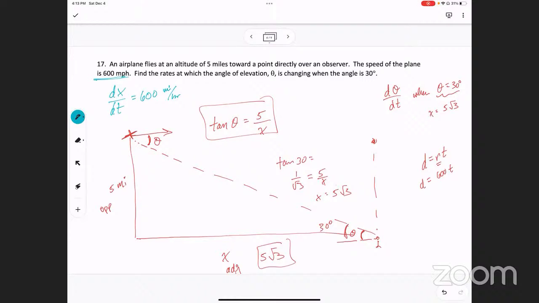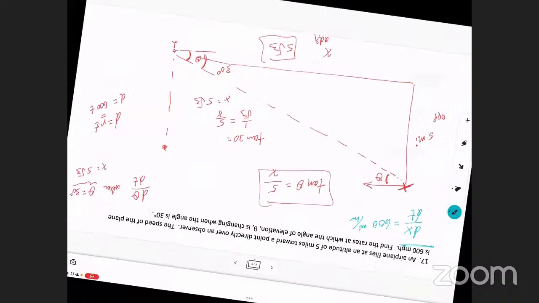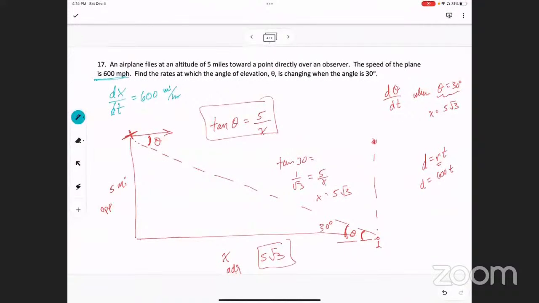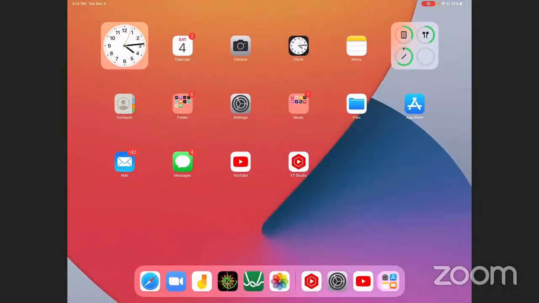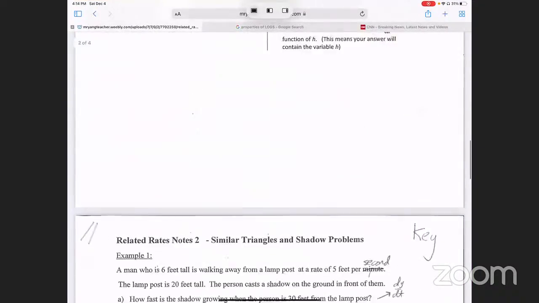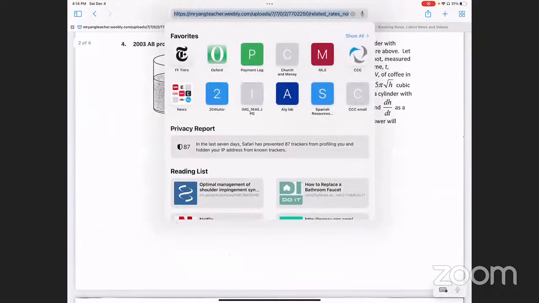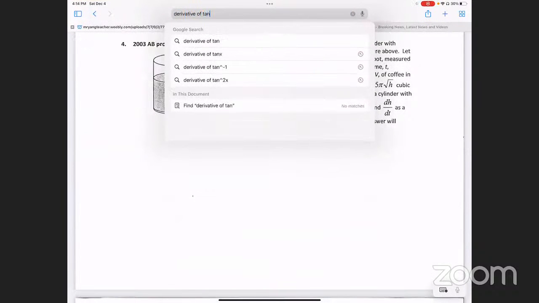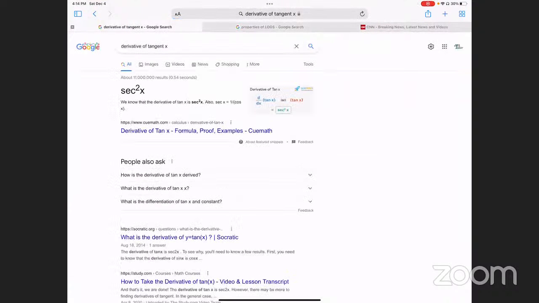So this is the formula: tangent of theta equals 5 over x. And we have to take the derivative with respect to time. So what's the derivative of tangent? I don't recall. Let's look it up. Derivative of tangent. Secant squared. Okay, I should know that. That wasn't too hard.